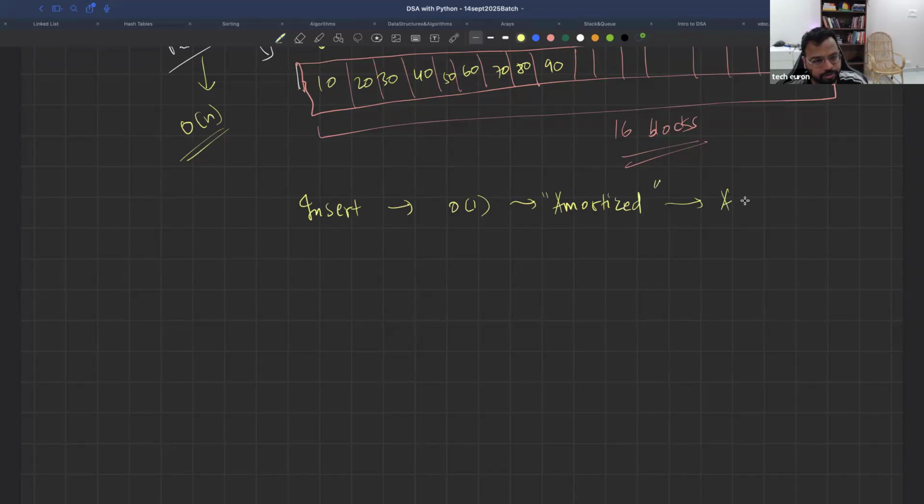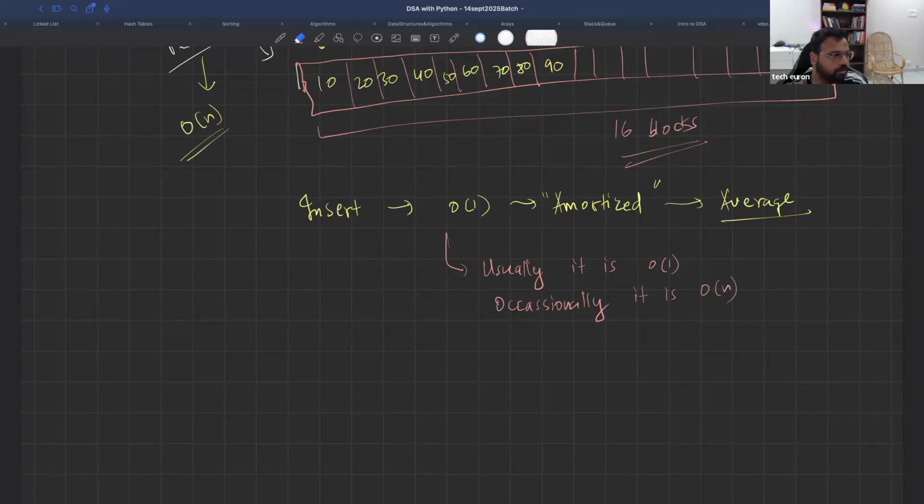Amortized means on average. Average means it is usually O of 1. Occasionally, when we have to resize, it is O of n. Sorry, this is not insert. This is append.